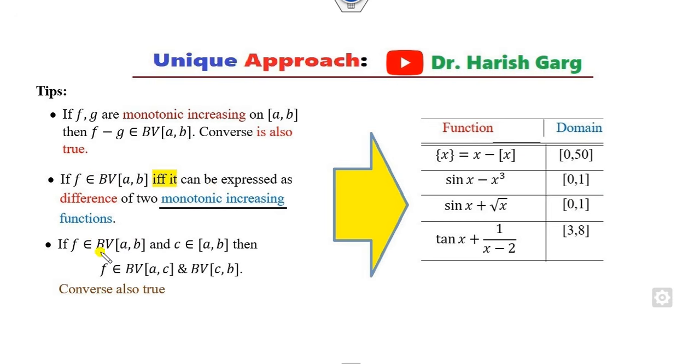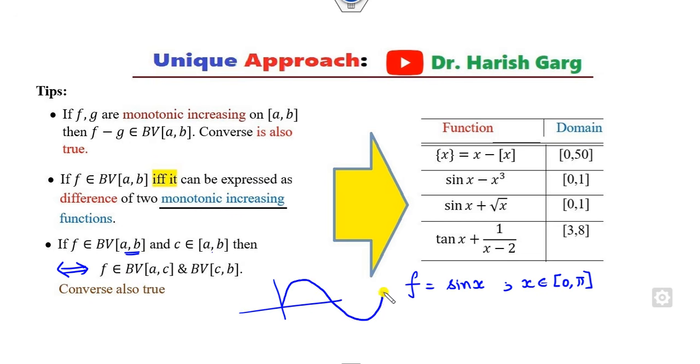If you prove that the function is a bounded variation over the interval a comma b, and c is any point, then the converse is also true. That means if and only if. A simple example: if I say f is sin x and the domain is 0 comma pi. Clearly, if I graph it here, this is pi, this is pi over 2, and this is pi.